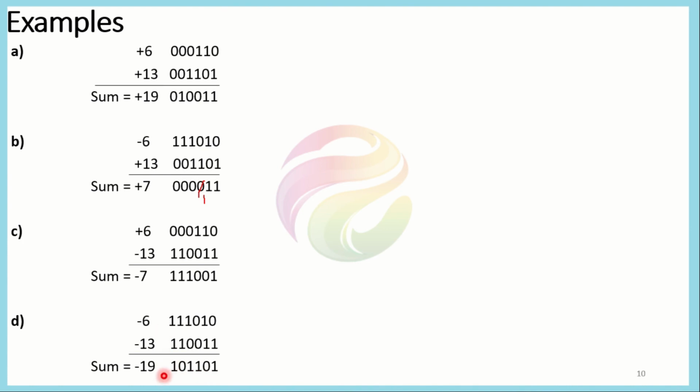In this case, an end carry is generated, but as we have said, if any end carry is generated, we will just ignore that. So the remaining part is the result. So this is the minus 19.